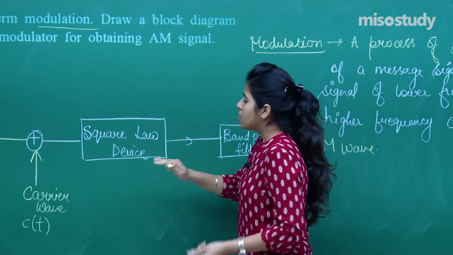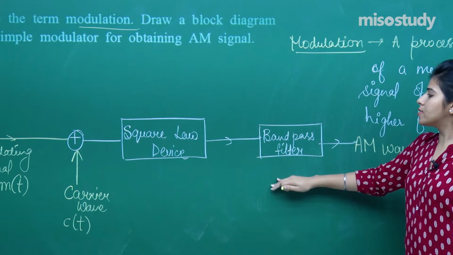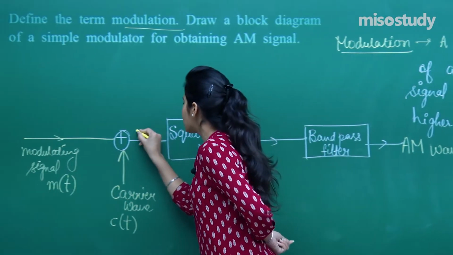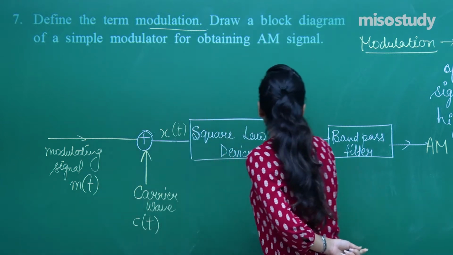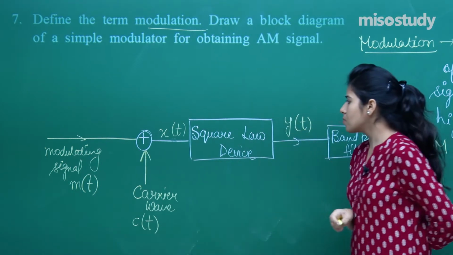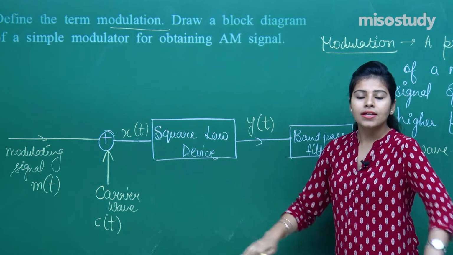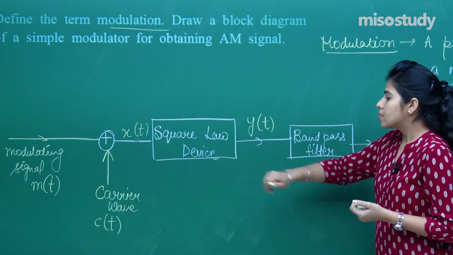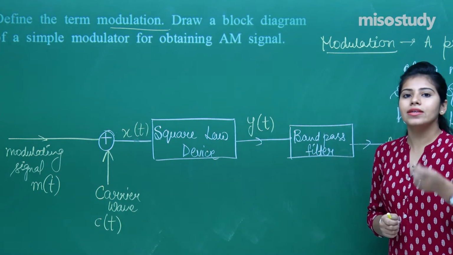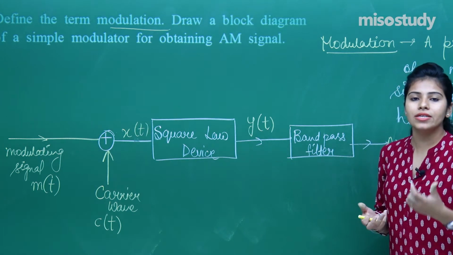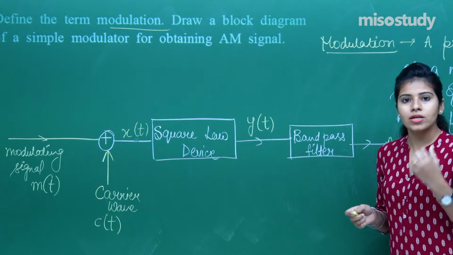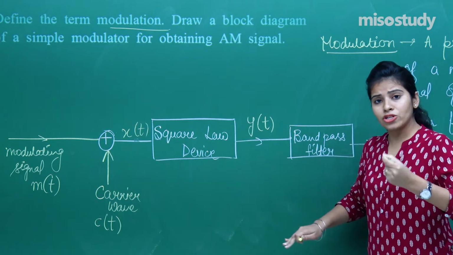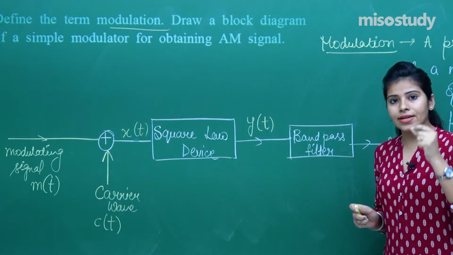Now see, this is the block diagram of the AM signal. Here you have to understand what we are having with us. This is the x(t) and this is the y(t). This is a square law device. This is that device which will produce a non-linear wave. This is basically made to provide us a non-linear wave. Here it will be providing us the combination of the modulating and the carrier wave.